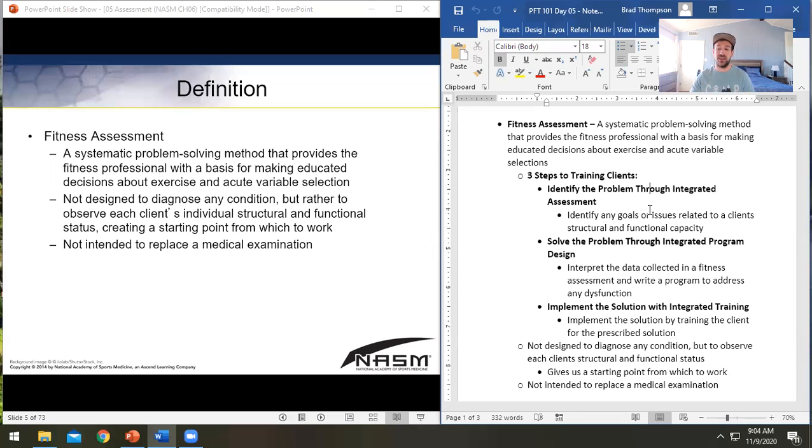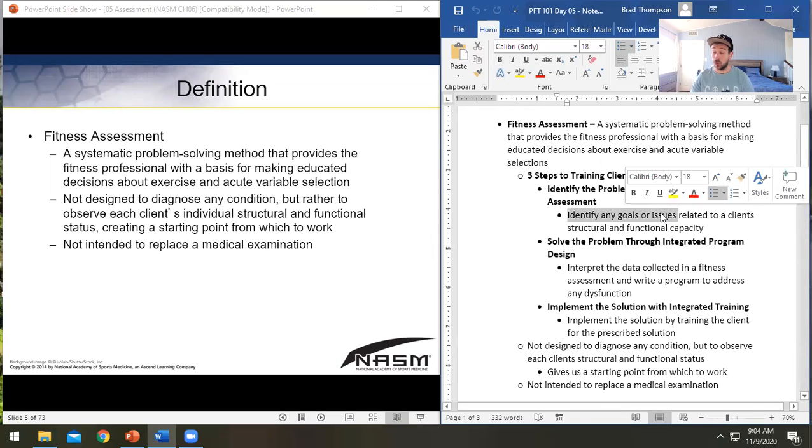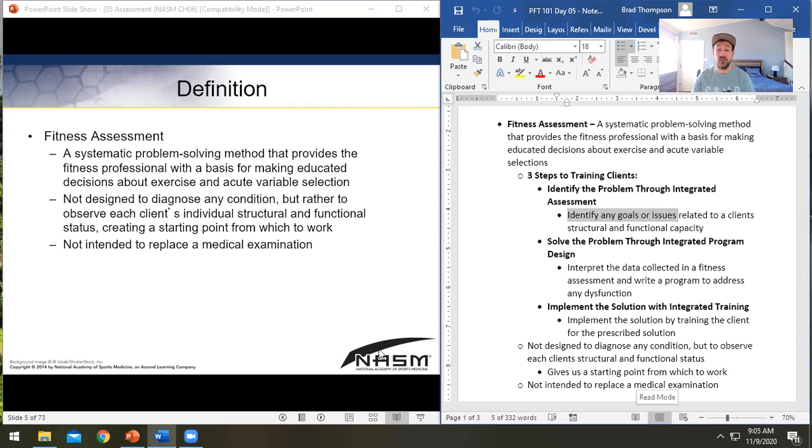Now in our realm, what that means when we talk about identifying a problem as a personal trainer, we want to identify any goals that our client has, any issues related to their structural capacity, and any issues related to their functional capacity. So if I've got a new client, they come to me and they're like, I want to lose weight. I'm going to go, okay, great. And I want to get a really clear definition of what that means to this person, right? So I'm probably going to ask them a few more questions.